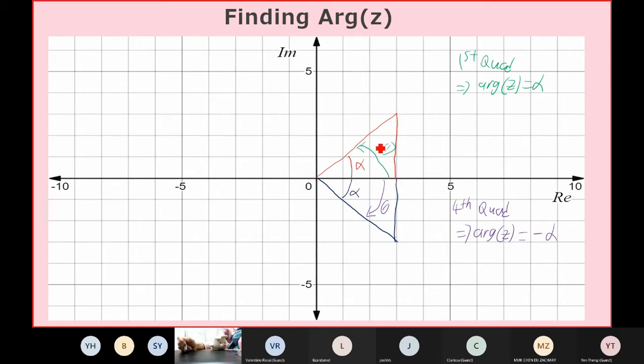So theta will be measured from here to the complex number here. So this is our complex number, and then it will simply be your basic angle. Then for our fourth quadrant, you notice our basic angle is below the real axis. So it's measured clockwise from the real axis, so it will be negative basic angle. All right, so this is your first and fourth quadrant.